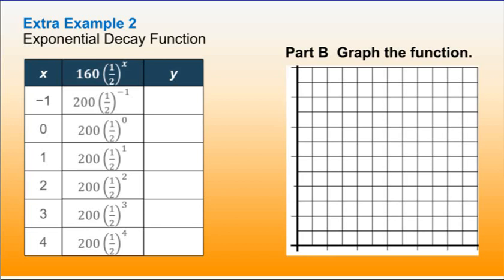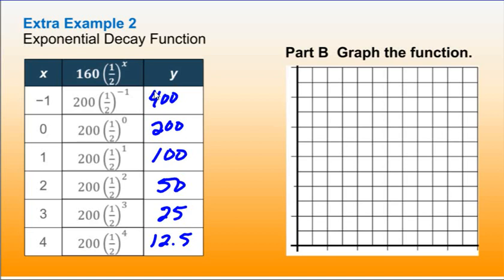Here we have a table of values. We're going to use -1, so -1 would give us 2 times 200, which is 400. And then anything to the 0 power is 1, times 200 would give us 200. Half of 200 would be 100. 200 divided by 4 would give us 50. So I'm really just taking half of each of these numbers. Half of 25 would be 12.5.